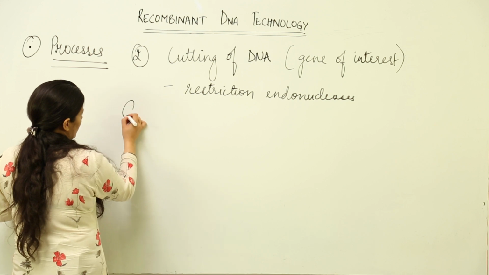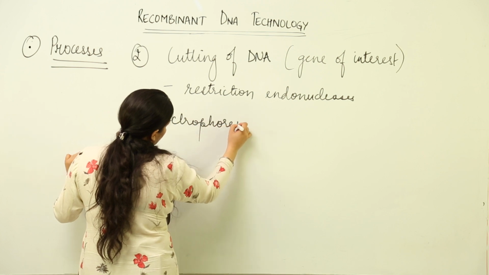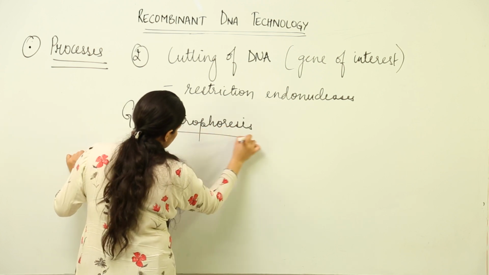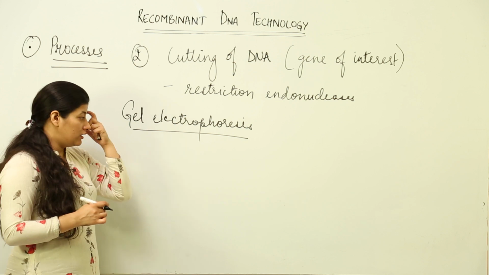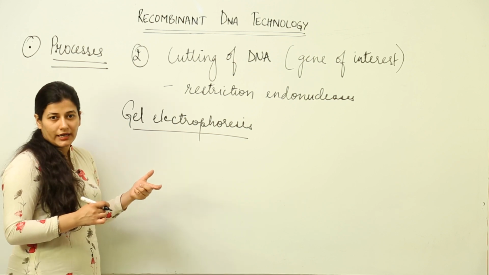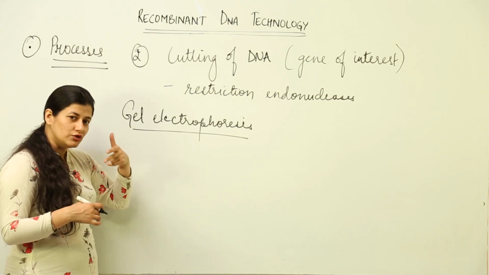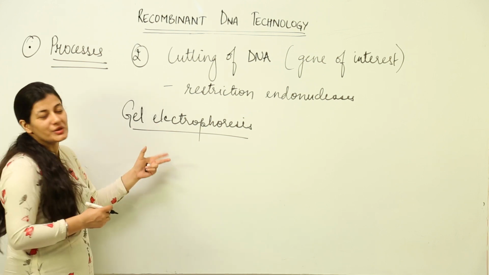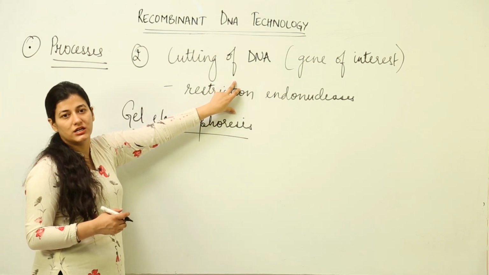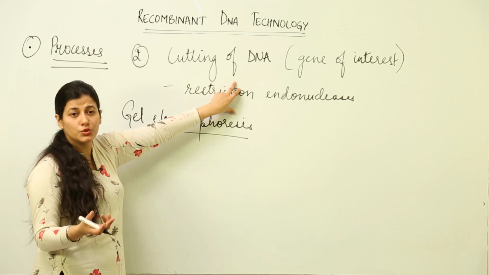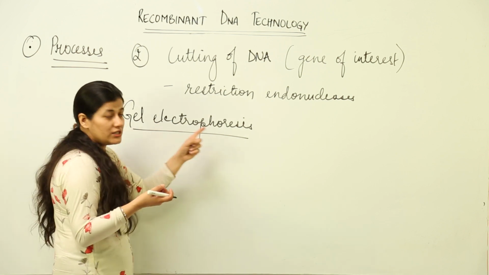For that we have the technique of gel electrophoresis. What is this? Do you have an idea what electrophoresis is? We have agarose gel over which we give an electric field, and according to the negative or positive charge of the particle, we see it moving through the medium. Just an overview. In gel electrophoresis, the fragments which are cut as a result of restriction endonucleases being applied to the DNA are separated out. We have to extract the gene of interest by using gel electrophoresis.